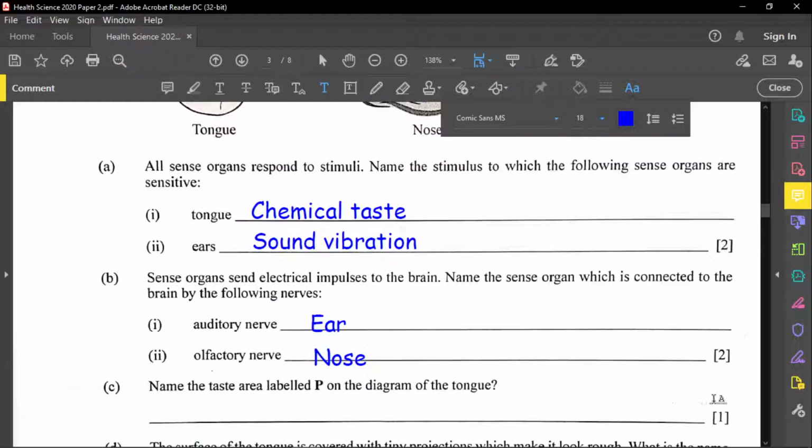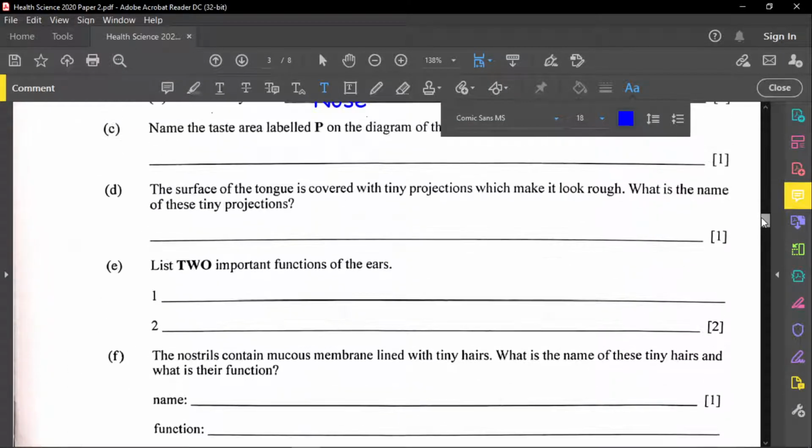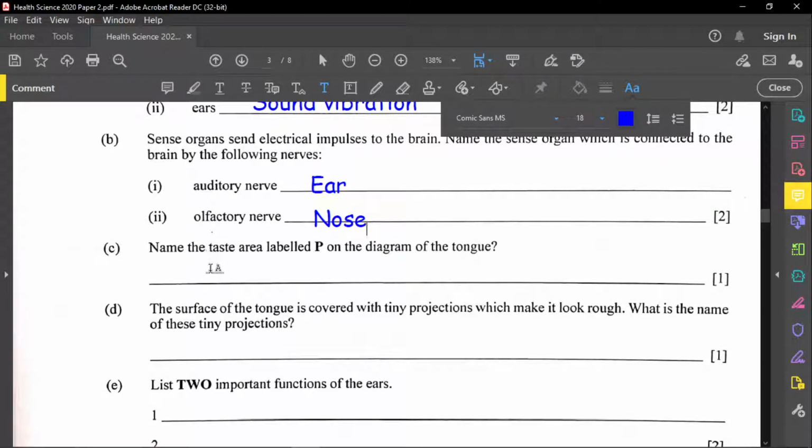All right, so for part C, it's name the taste area labeled P on the diagram of the tongue. So let's go back to it. P on the tongue, you notice where it is. It's almost to the tip, but it's not on the tip. So this part here is for sweet, detecting sweet.